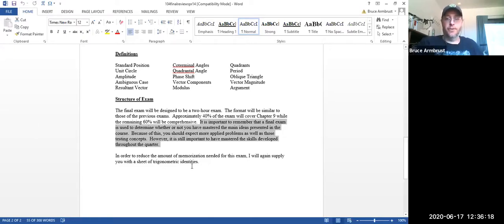This last line, don't worry about that last line because you've already been supplied with a sheet of identities. And just so you know, if you were taking this test in person, I would still give you a sheet, because nobody needs to waste their time trying to memorize all of them. You might have some of them memorized by now, which is awesome. But I'll be honest, I don't have all of them memorized. The product to sum and sum to product identities, I don't have those off the top of my head at all. So that's not an expectation I have for you. All right, I'm going to stop sharing here.